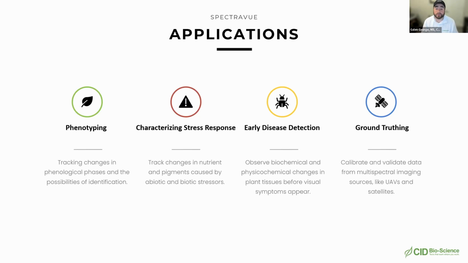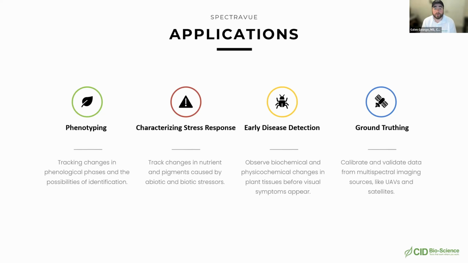Another application would be early disease detection, and this is a newer one that has been getting a lot more traction in the research communities recently. Typically when you're looking at disease, you are only seeing the symptoms appear visually, and by that point it's too late. So having tools that you can use to actually observe biochemical and physicochemical changes in plant tissues before you see any visual symptoms is a great tool to have in your toolbox in order to identify disease before it gets to the point where it's too late, and you can implement any kind of mitigation strategies.